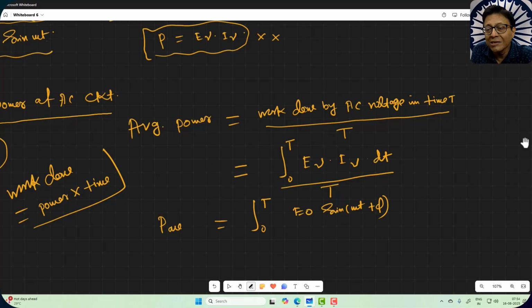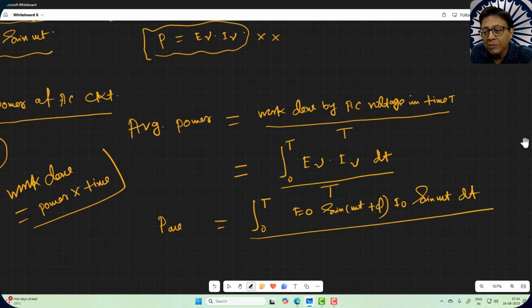And I_rms is I0 sin omega t dt, that divided by the value of T is what? That will put definitely it is T now. T is 2 pi by omega.